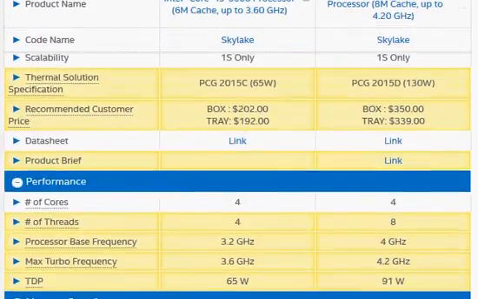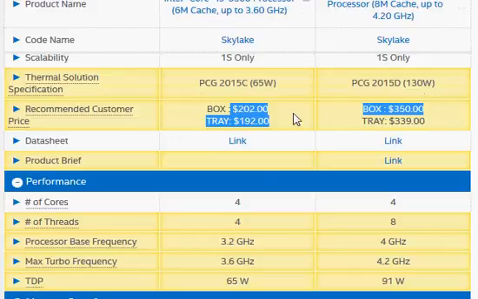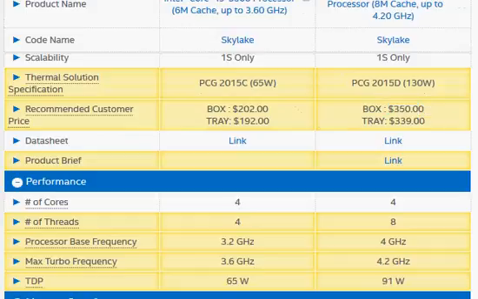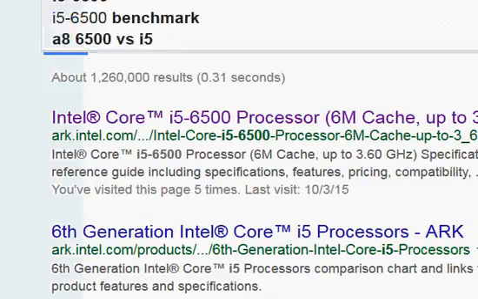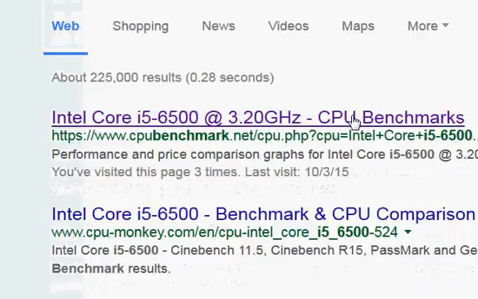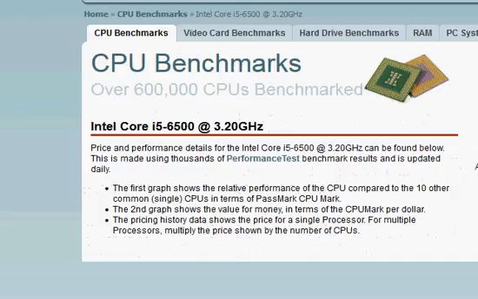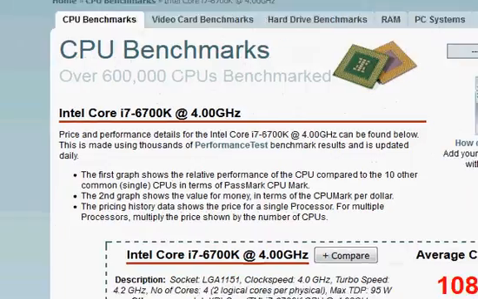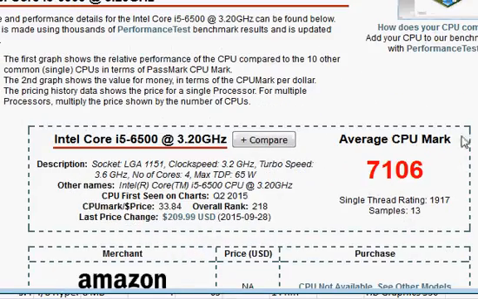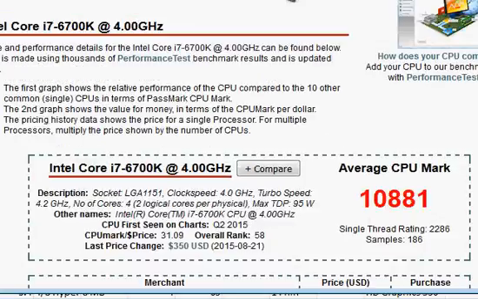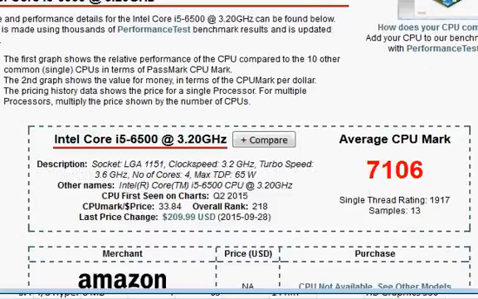But that comes at a price difference of $150: $202 for the i5-6500 versus $350 for the i7-6700K. Let's take a look at some of the past benchmark scores that we have here. The i7-6700K scores 10,881 versus 7,108, and that is a significant difference, at least 37% in performance.